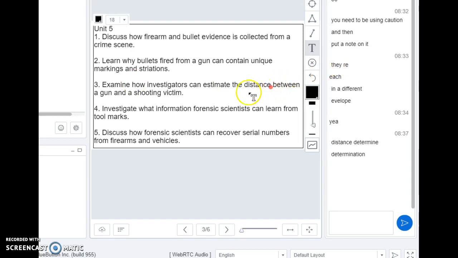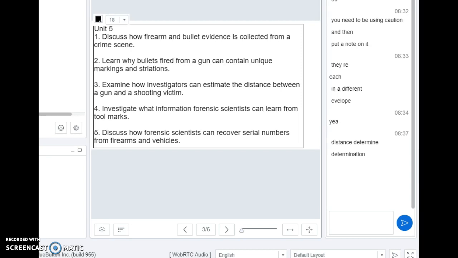All right, so for number 3, we talked about gunpowder residue and we talked about shot patterns. And with shot patterns, we talked about needing to know the gun, the type of gun, and we talked about the formation or the deformation of the bullet itself over time, over a distance until it makes its impact.